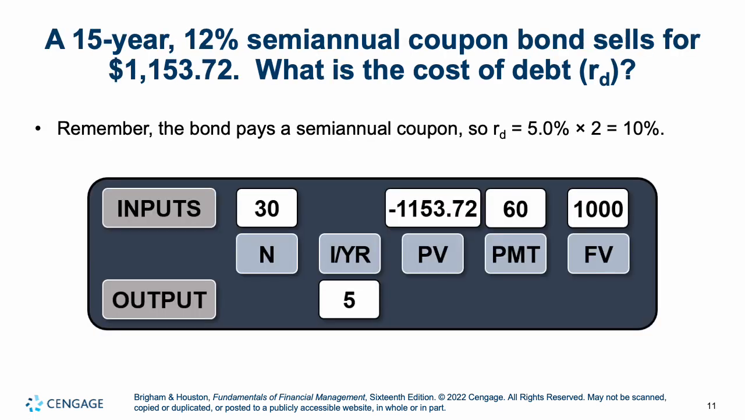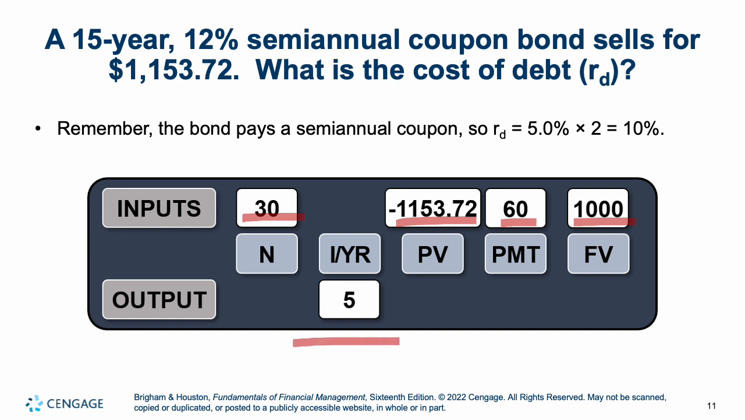They're giving an example here. A 15-year 12% semi-annual coupon bond selling for $1,153.72. What's our cost of debt? Since it's paying a semi-annual coupon, we're going to have to multiply our answer by 2. Put N in as 30 semi-annual periods. Present value, payment is 60. 12% a year would be a $120 payment, or 60 per 6 months. Future value 1,000. It'll give you an interest rate of 5%.